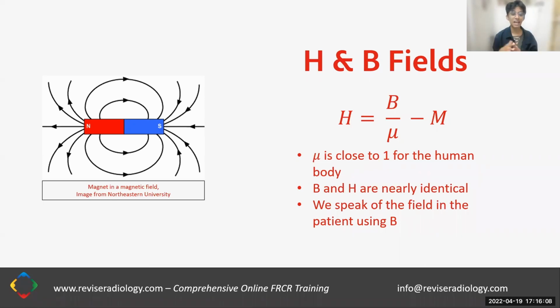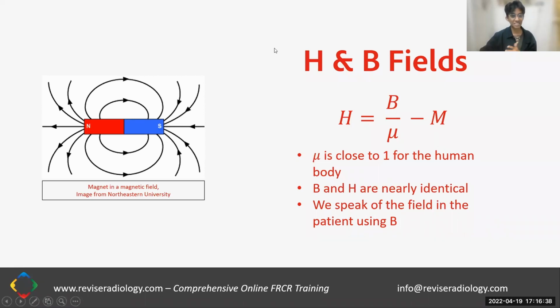The reason is that for the human body, B and H are nearly identical. This is because the magnetic permeability is close to 1 for the human body, and the magnetization is very close to 0. So basically, if you put mu equal to 1 and M equal to 0, you'll get H equal to B. So when we're discussing MRI, we are talking about the magnetic field within the patient's body. However, we'll be using the term B instead of the term H.